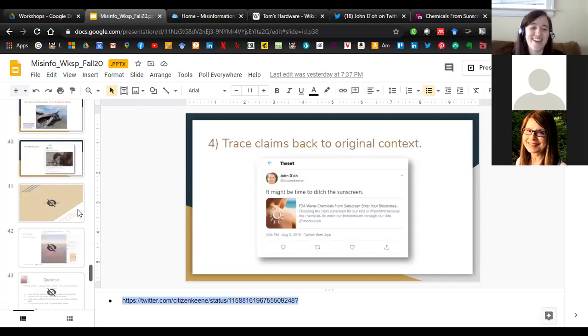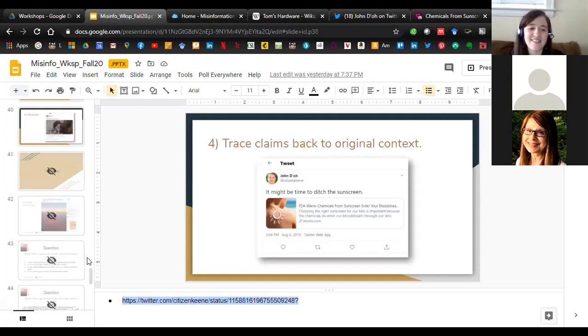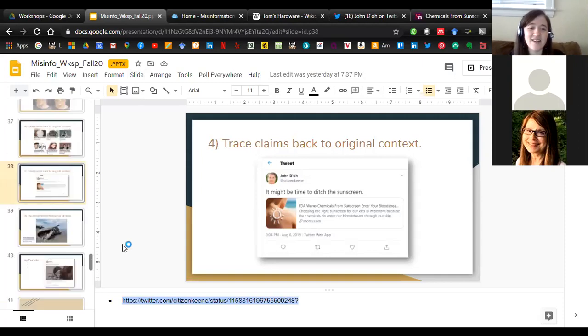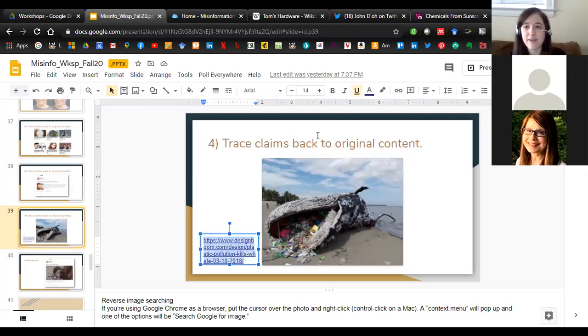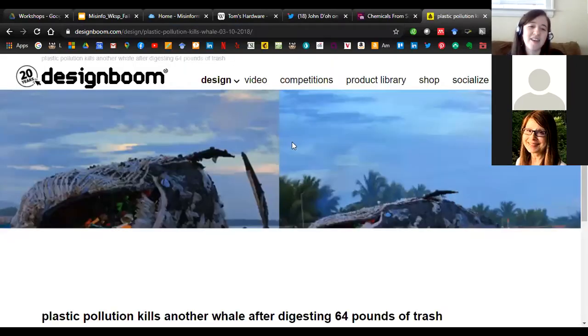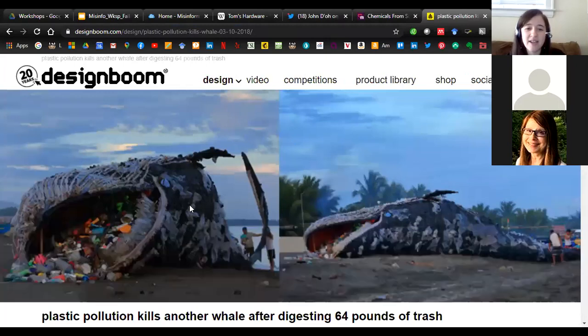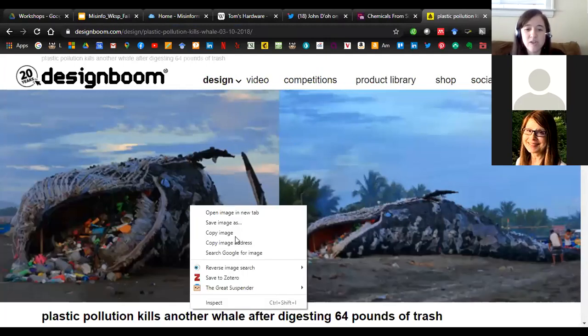Here we go. It's getting there. It's very slow. Okay. So I have an example here. It doesn't go super well, but it's an image of a whale. The whale image goes along with a story about plastic pollution. You can see the whale has a lot of plastic coming out of its mouth. If I right click on that image, I can do search Google for image.